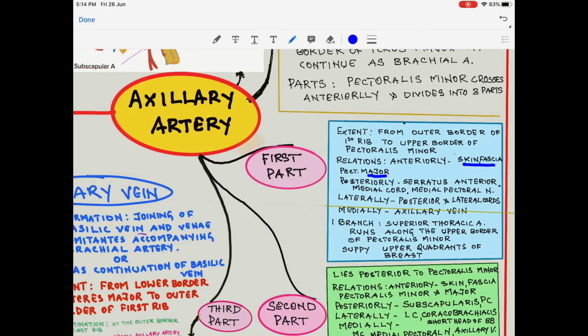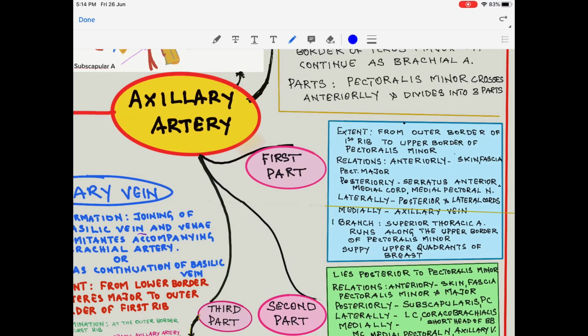Laterally, posterior and lateral cord. So here it does not correspond to the names given or the side of the cord. Medially, axillary vein. Throughout its course, medially it is related to the axillary vein. Branch, as I said, superior thoracic artery, which runs along the upper border of pectoralis minor, and it supplies the upper quadrants of the breast.